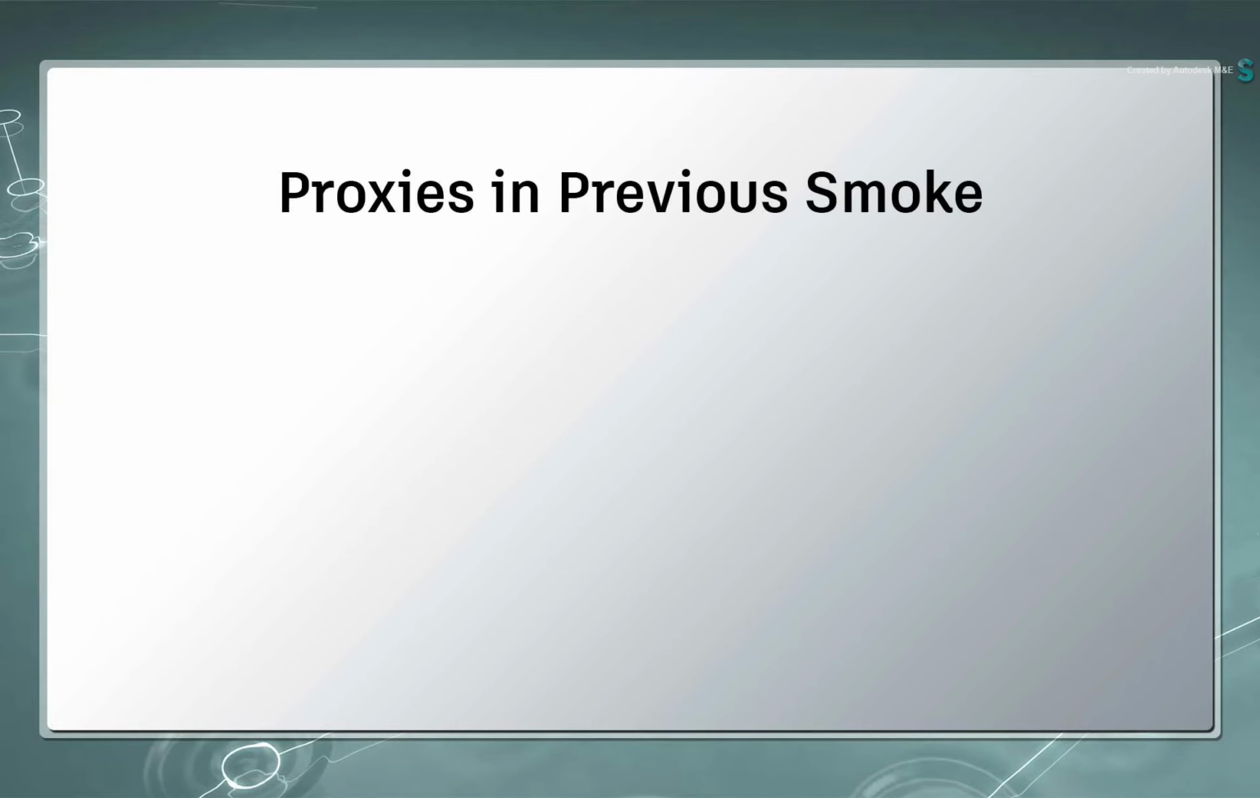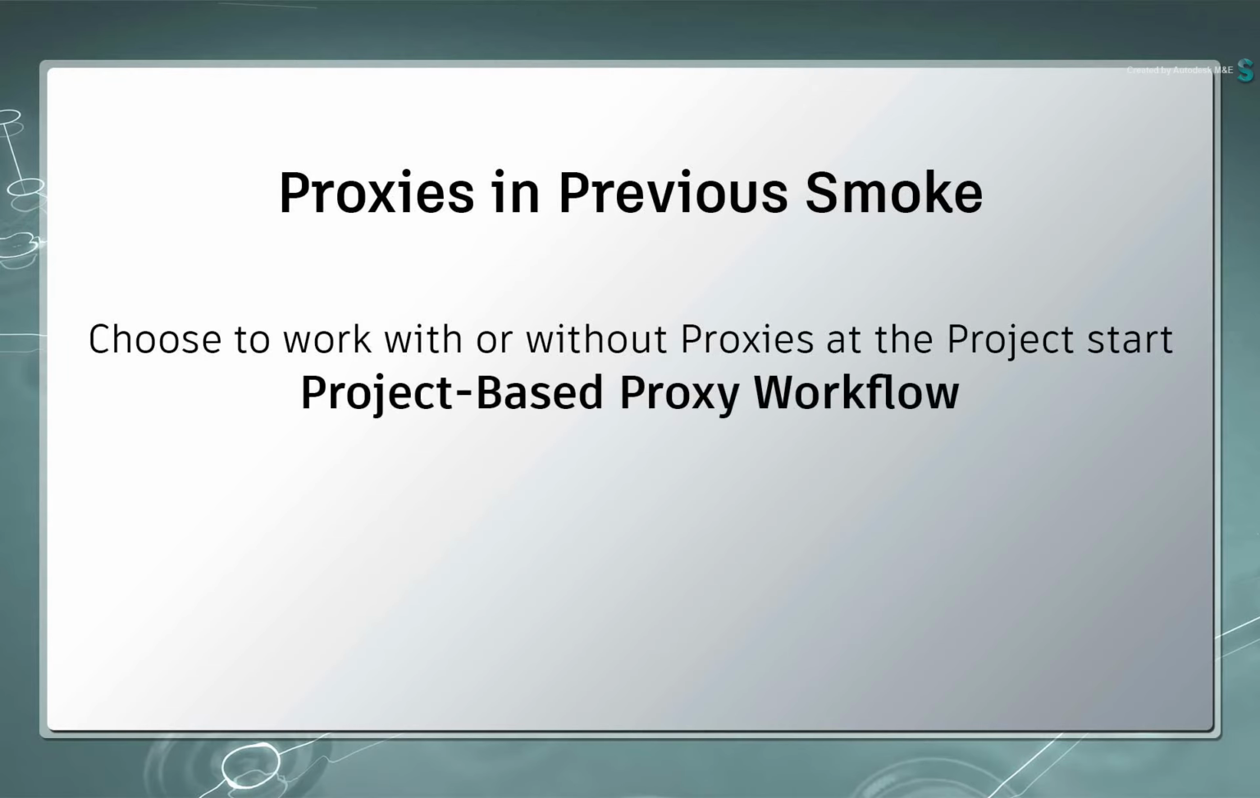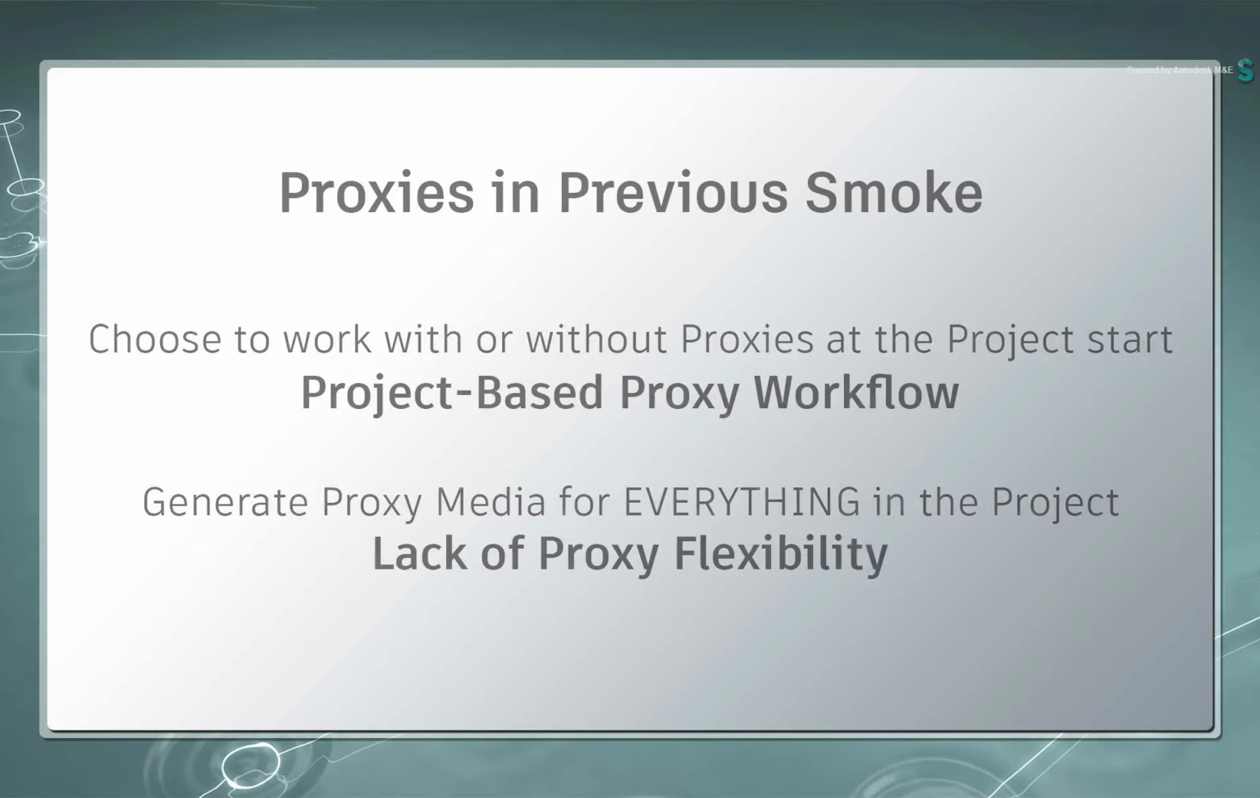In the previous version of Smoke, these decisions had to be made at the very beginning when creating a project. So projects were proxy-based. They were either on or off. So if you had a 1-hour sequence, and you just wanted to boost interactivity for one visual effects shot, you still had to generate 1 hour's worth of proxy media if you wanted to keep it all in one project. It worked, but the flexibility wasn't there. So the whole concept of project-based proxies has been removed.